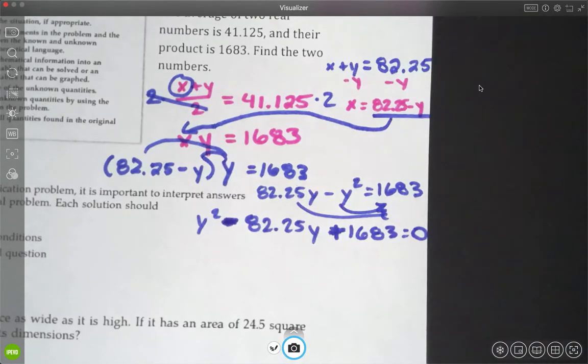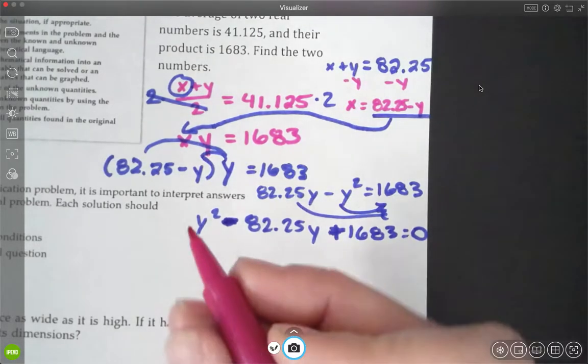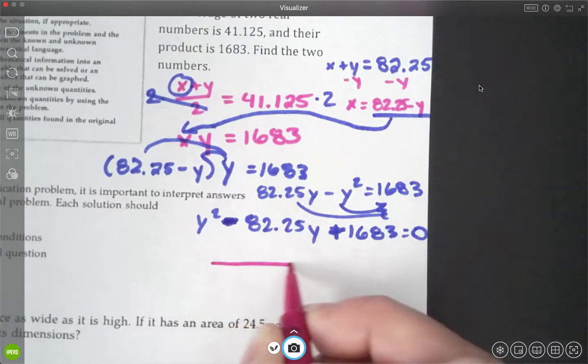Now we want to solve for y. This is a quadratic equation. Can you factor it down? I guess. Probably, maybe. It's going to involve some decimals. I don't really want to do that, right? You're just going to follow the quadratic formula? Sure, because I don't want to deal with decimals, let's do the quadratic formula.